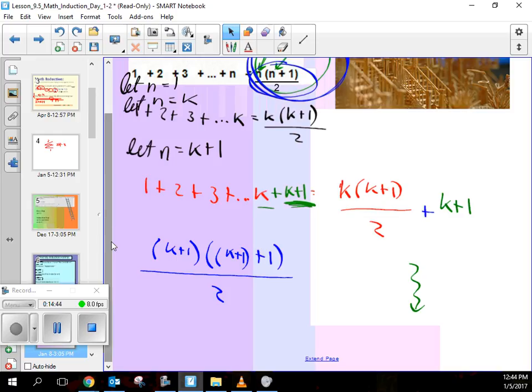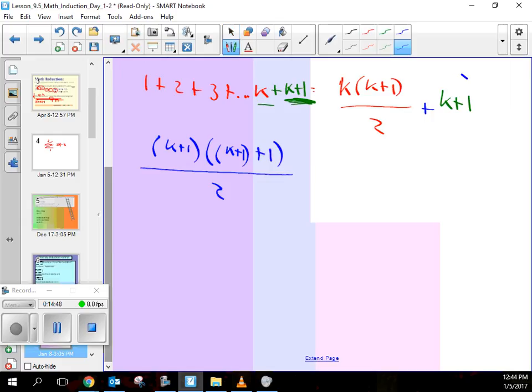All right, so somehow I got to get this right here. I got to get that to turn into that. What is the same about them? What does it have that's good? It's not exactly the same, but there are some similarities. They both have an over 2 in them. Okay, good. What else do they have that's similar? They have k plus 1s. They both have, in fact, they both have 2 k plus 1s in them. That's a good thing.